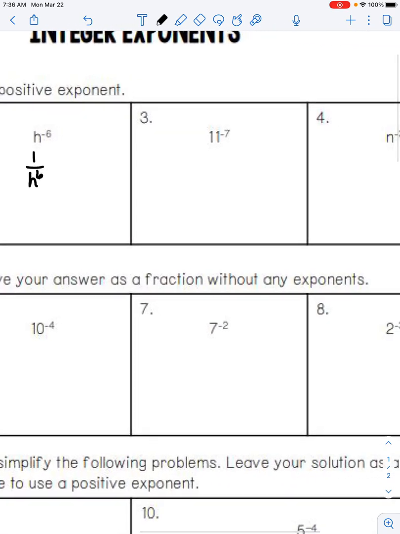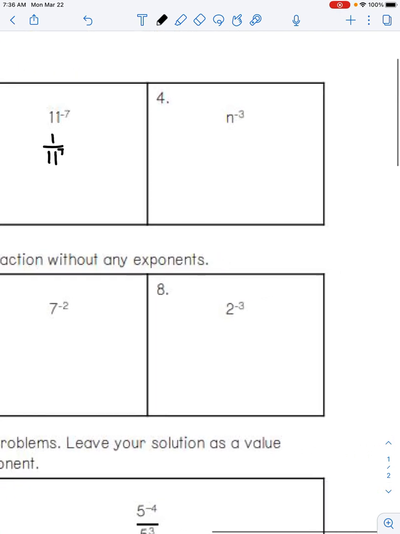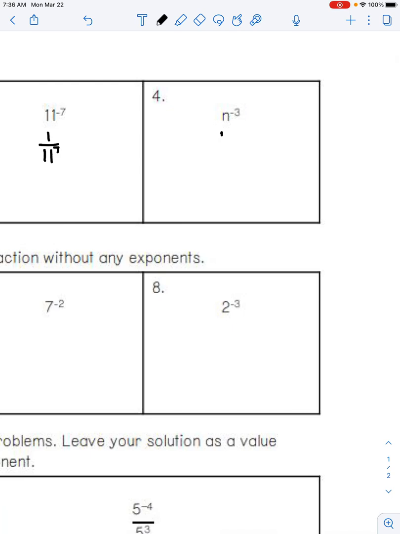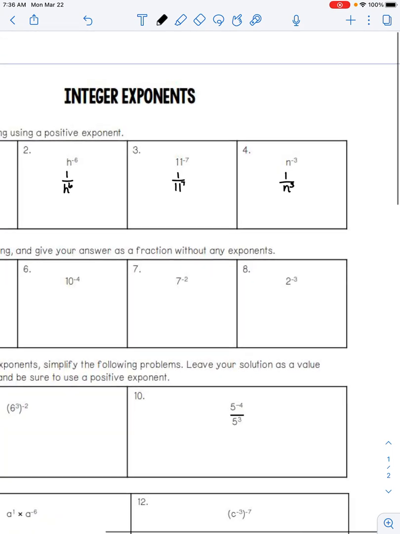Number three, write the reciprocal. The reciprocal of 11 is 1 over 11, and the negative 7 becomes a positive 7. So 1 over 11 to the 7th power. Number four, take your reciprocal of n, which is 1 over n, and the negative 3 exponent becomes a positive 3 exponent. So your answer is 1 over n to the 3rd power.